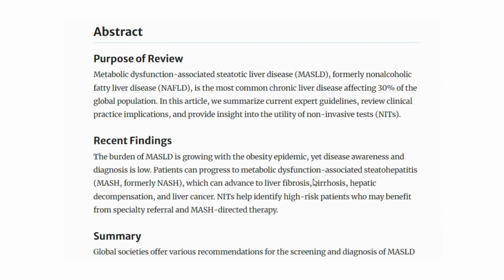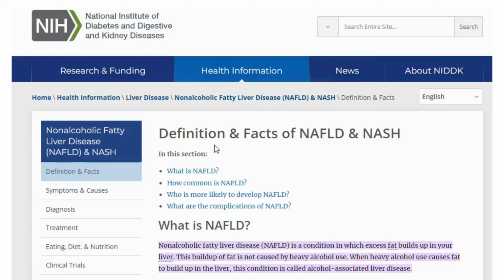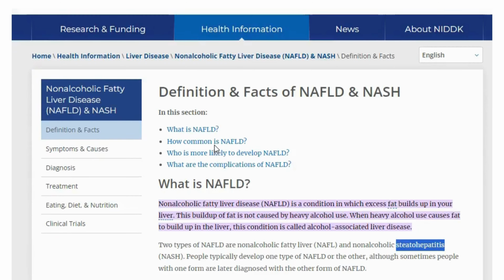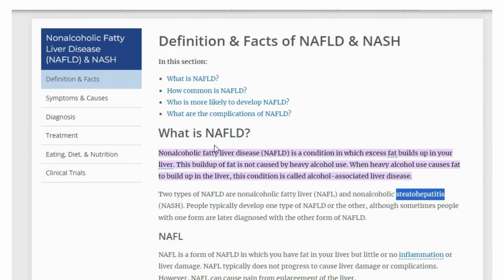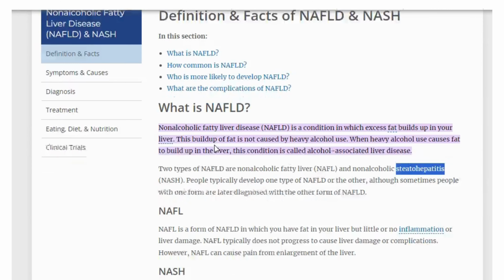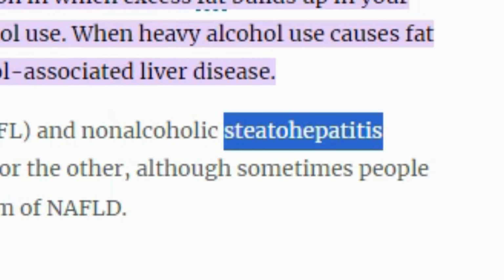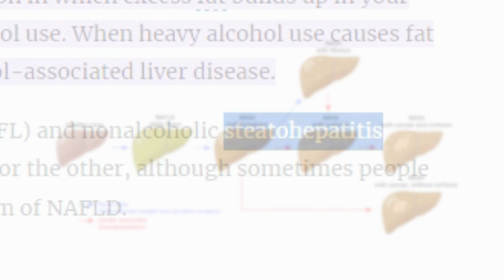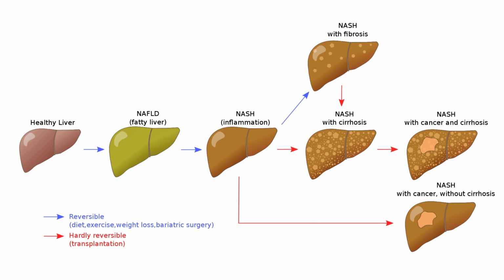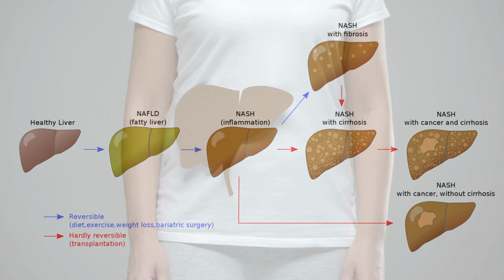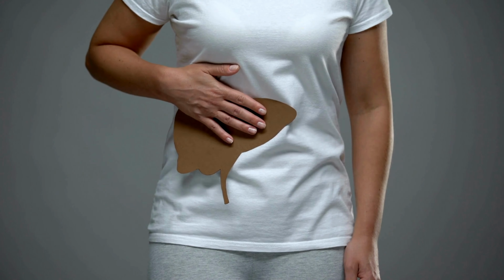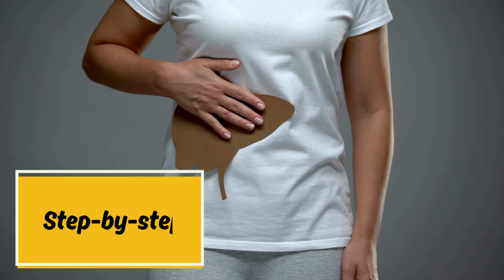First, what is fatty liver disease? NAFLD stands for non-alcoholic fatty liver disease. It is a condition where excess fat builds up in the liver, not due to alcohol consumption. If left untreated, it can progress to a more severe form called non-alcoholic steatohepatitis (NASH), leading to liver fibrosis, cirrhosis, or even liver cancer. So how do we test for fatty liver? Let's break it down step by step.